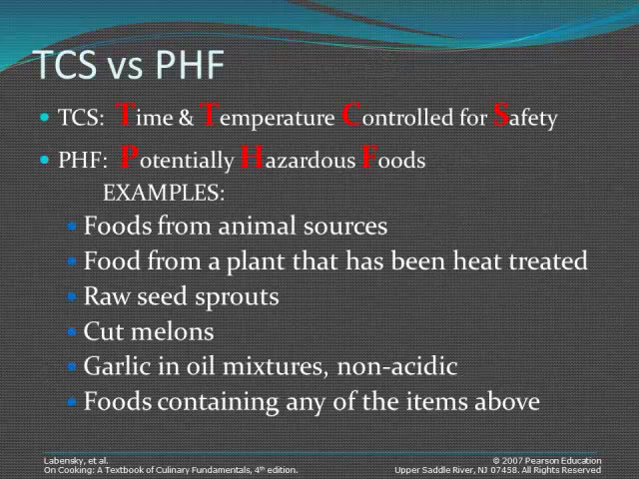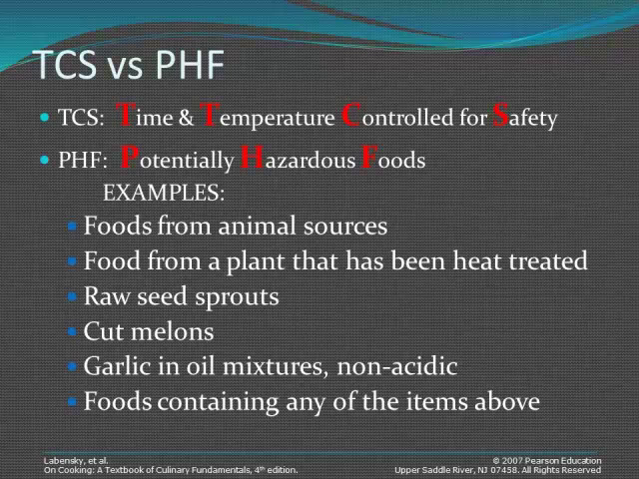Also mentioned earlier is TCS and PHF, time and temperature controlled for safety, and potentially hazardous foods. Examples of these are foods from animals, foods from plants that have been heat treated, raw seeds, cut melons, garlic and oil mixtures, things that are non-acidic or more basic. Foods containing any of these items are considered a TCS or PHF food.